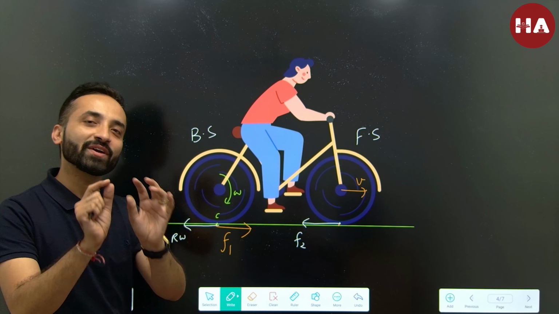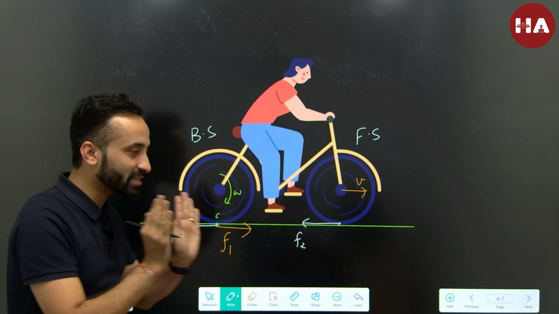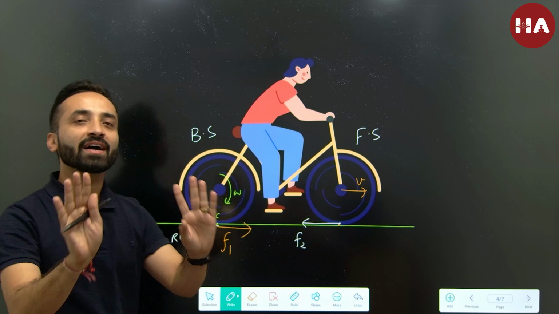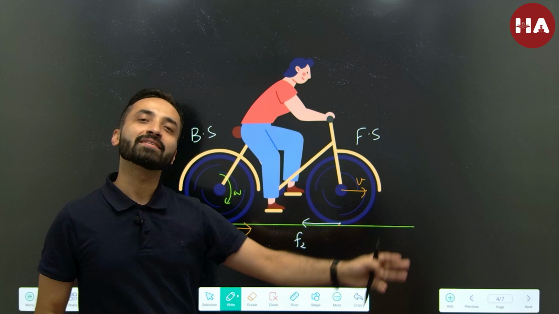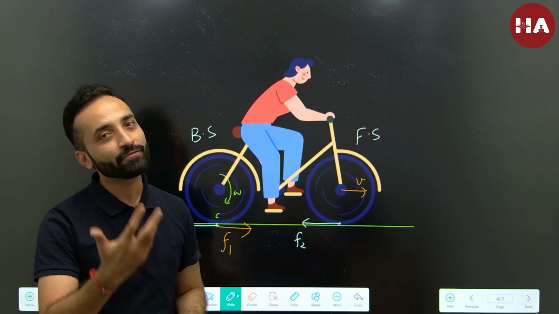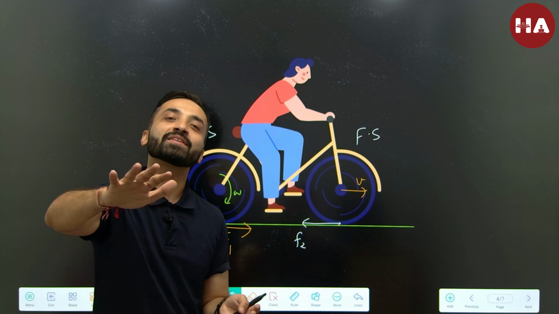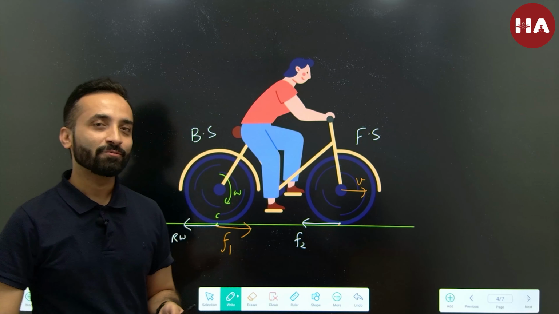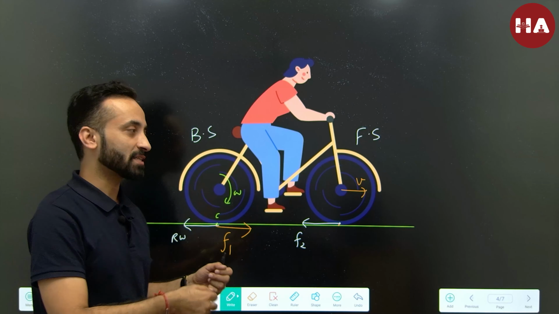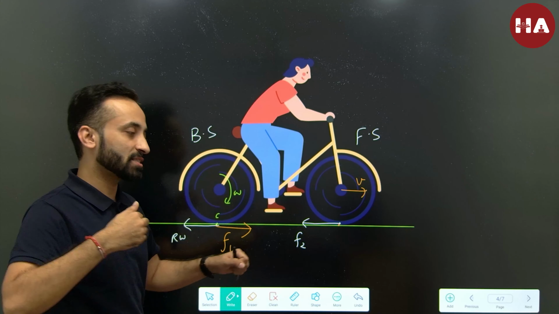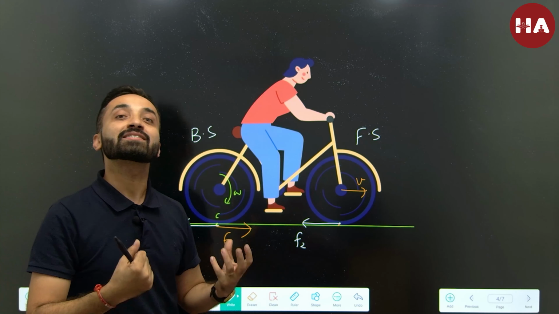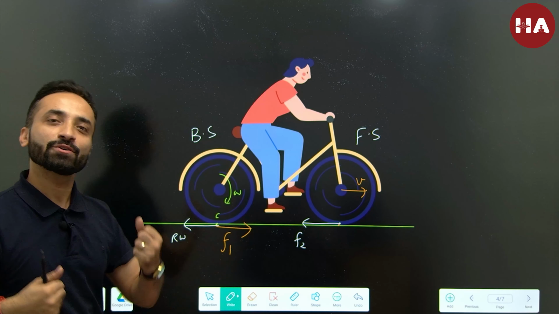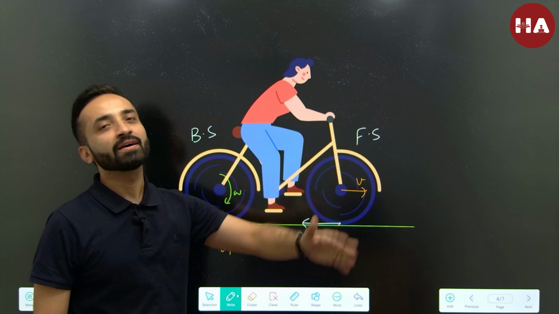My last question: are we moving the cycle? The answer is no. We are just rotating the back wheel. Who is moving the cycle? The answer is friction. Imagine what if it had been a smooth surface? Sometimes it does happen that your cycle does not move forward that well on a smooth surface. That is because you don't get sufficient friction. If you have sufficient friction, you would be able to move forward very easily.